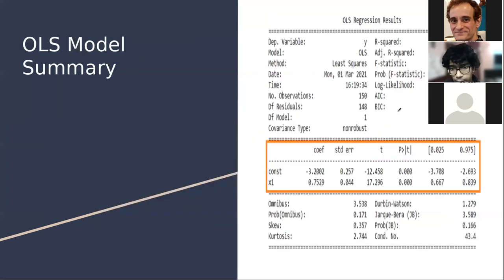What does OLS look like? OLS is something which sklearn does not show you. OLS is pretty terrifying for someone who's just started, but it's pretty detailed. You see the dependent variable y and the r squared value, the adjusted r squared value, the f statistic, and the log likelihood. You also get coefficients: the constant is the intercept value, minus 3.2. x1 is the first variable, slope is 0.75.